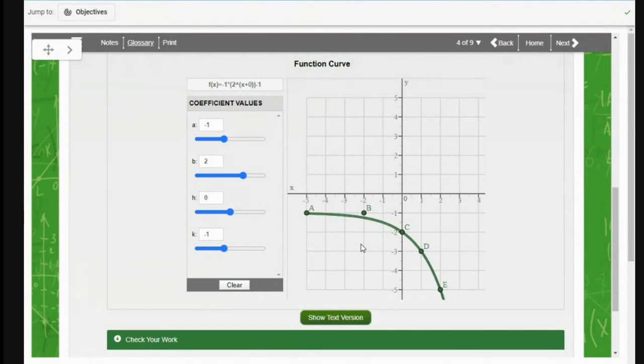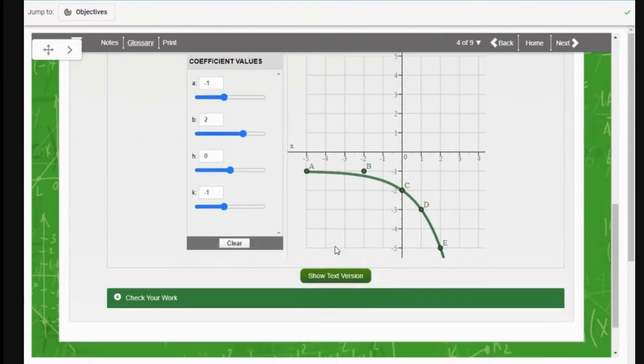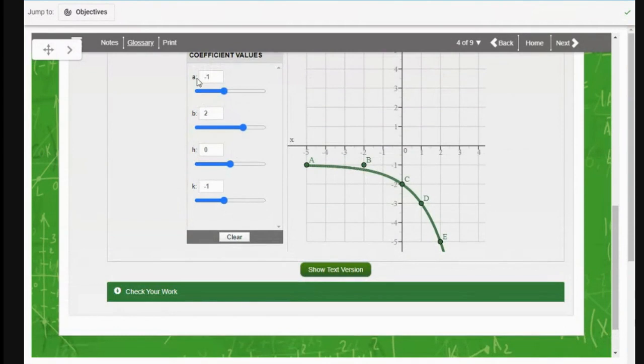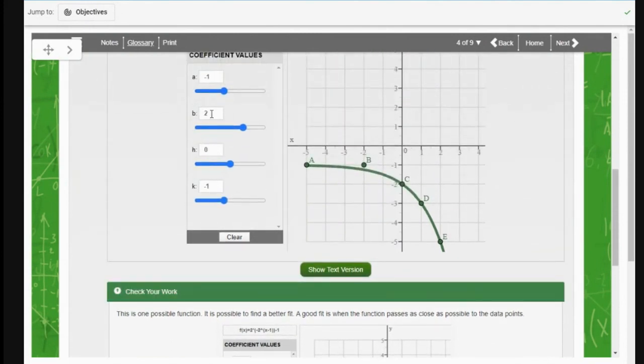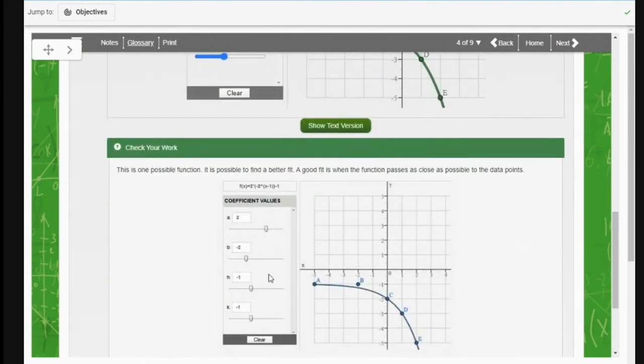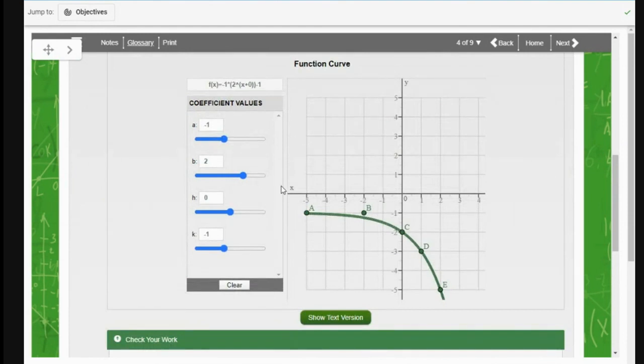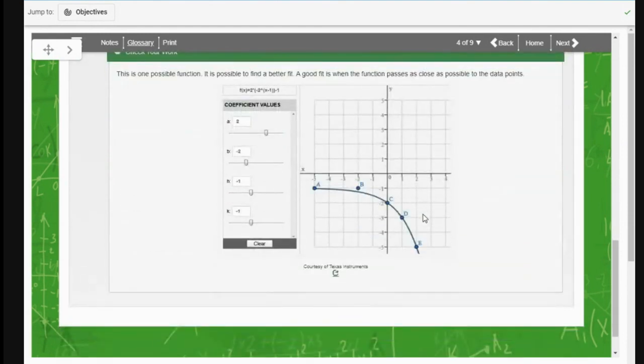Now, I will tell you there's more than one answer here, because look, when we check our work, we said -1, 2, 0, -1. They did the same thing with 2, -2, -1, and -1. And they got the exact same graph. But they have different numbers. They chose different numbers than we did and got the same graph. So there's more than one way to find that equation for the line of best fit.